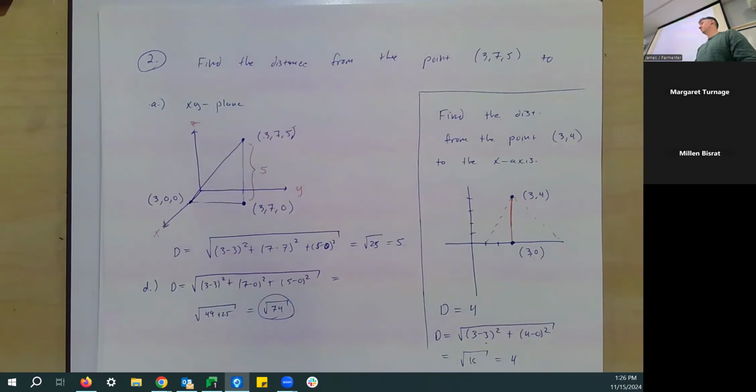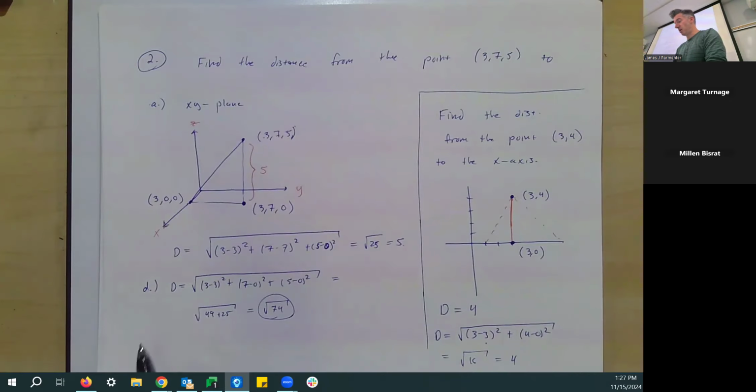But really, the thing you need to keep in mind here is that if you're going to a plane, the coordinate that's not in the name of the plane becomes 0. If you're going to an axis, the two coordinates that are not the name of that axis become 0. But it's easier to think of if you draw a picture, right?